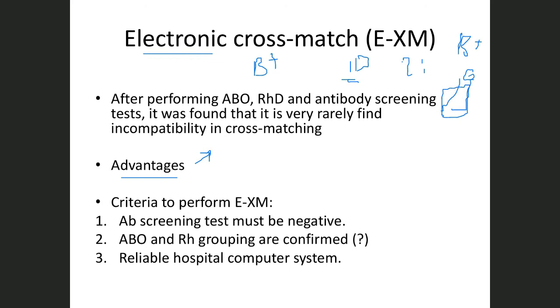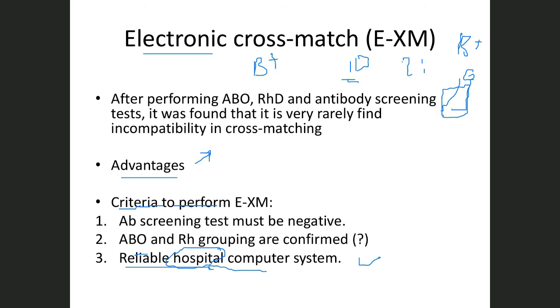However, not any branch can move to electronic cross match. It should have certain criteria. It should have a reliable hospital computer system. Usually we have different systems and different software in use, so there might be errors or something like this. So this is related to the hospital.